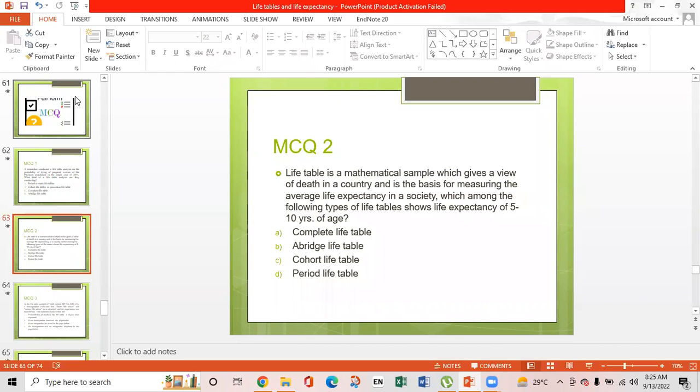Option B is the right one. Average life table shows expectancy of 5 to 10 years of age group.